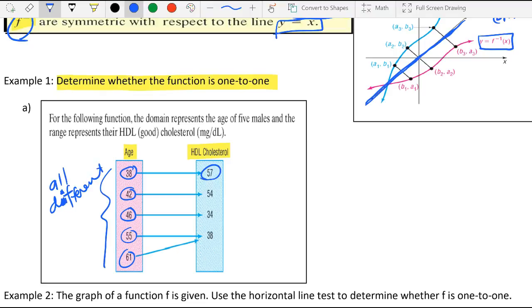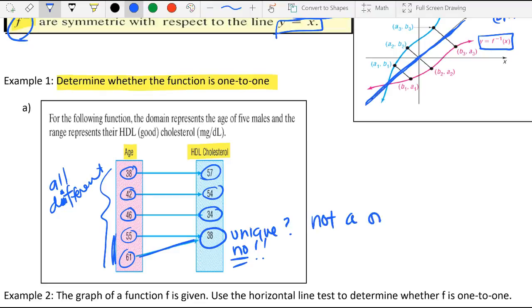Now let's check out the y. The guy at age 42 has a good cholesterol of 54. 46 has an output of 34. Even though these x's are different, look at this y value. Is that y value unique? This has a 38, and this has a 38, so it's not unique. Therefore, we can say that this is not a one-to-one function.